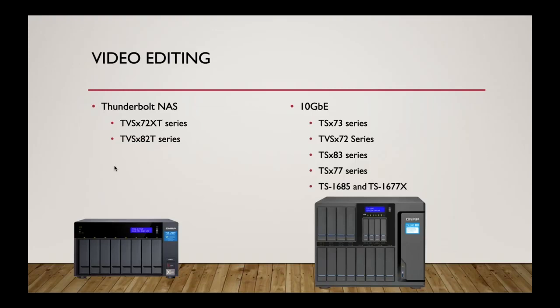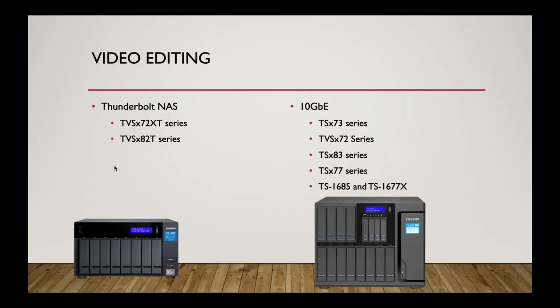So if you only need 2 Thunderbolt ports, I'd say get the 72 series because it's very cost effective and very high throughput. But if you need 4 Thunderbolt ports, then we have our TVS 1282T3 with 4 Thunderbolt ports. Both these are excellent performance.